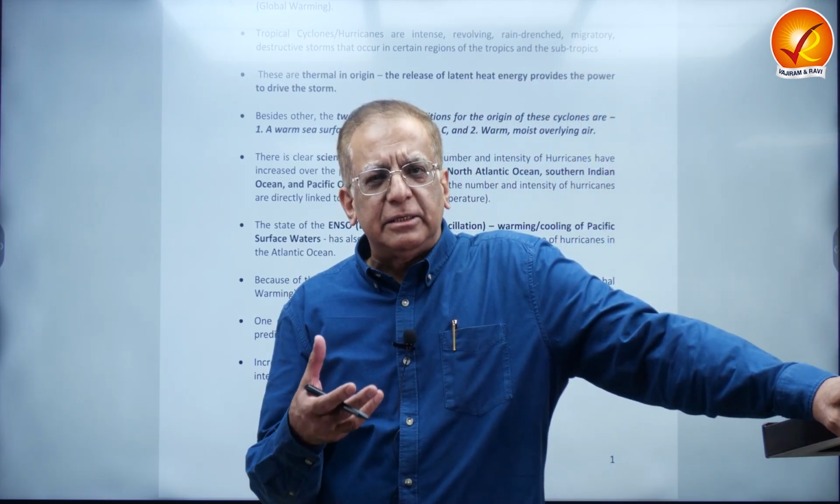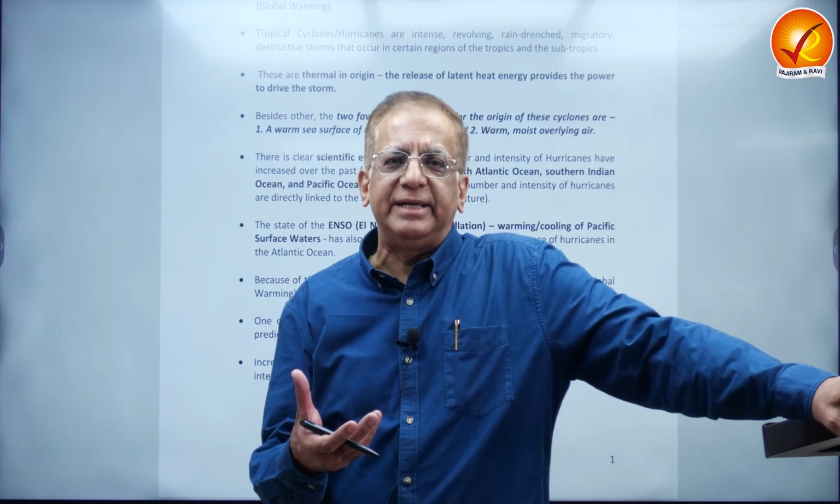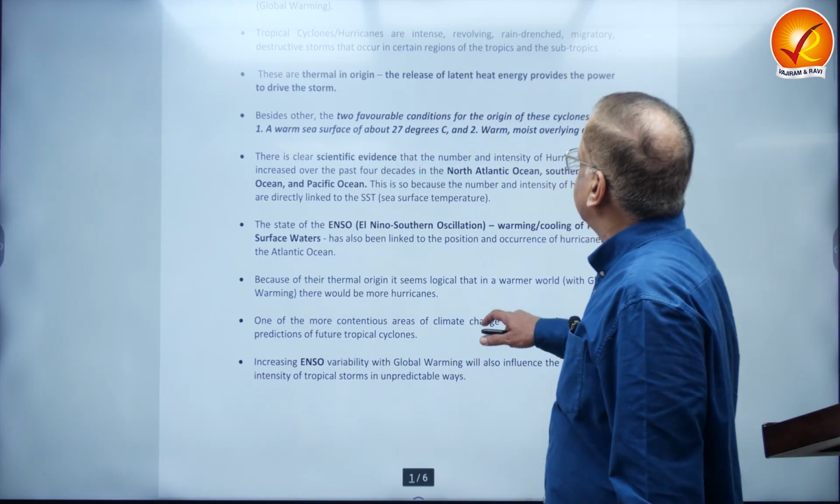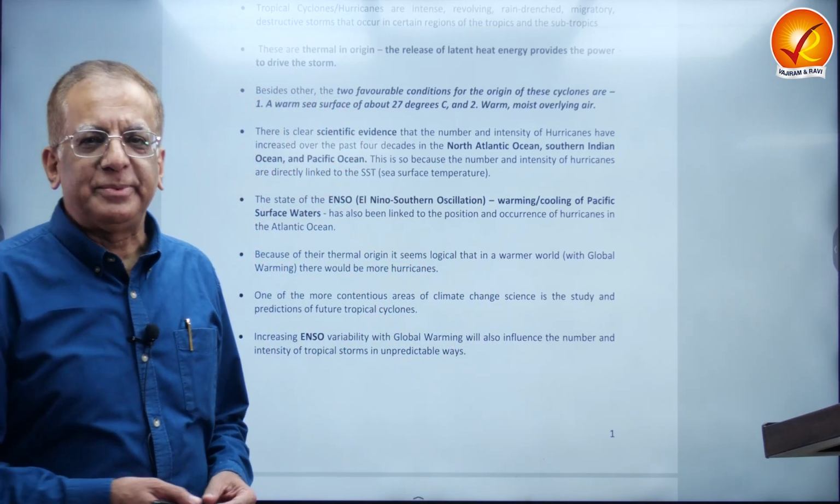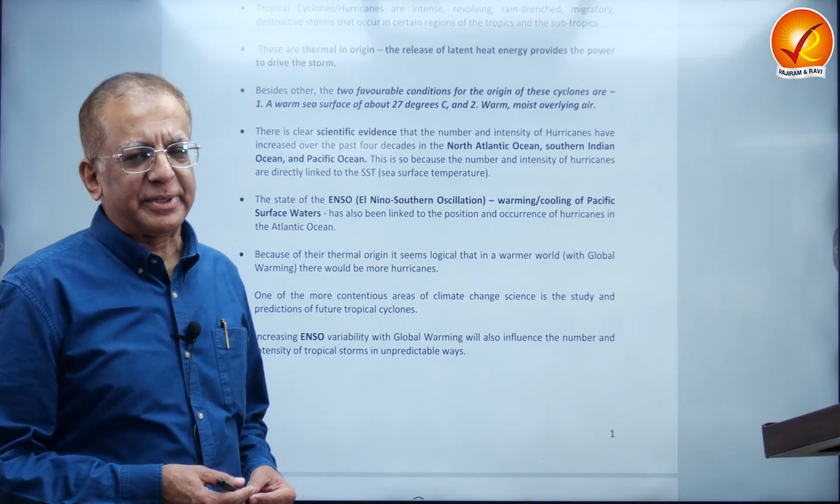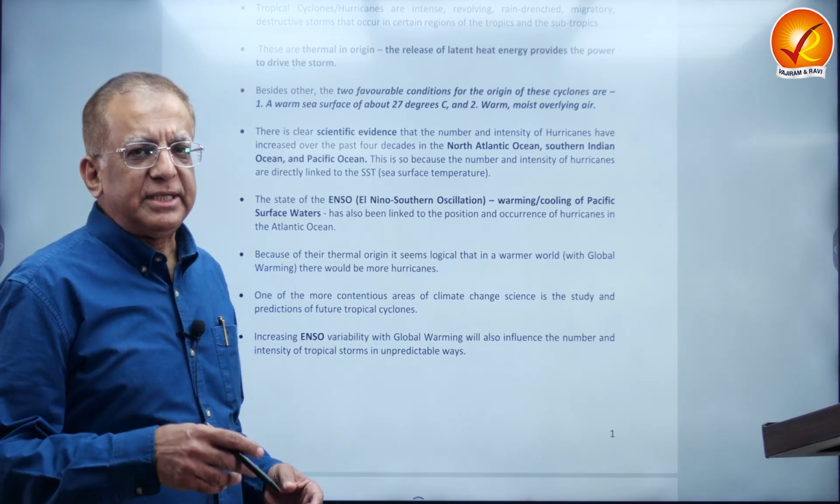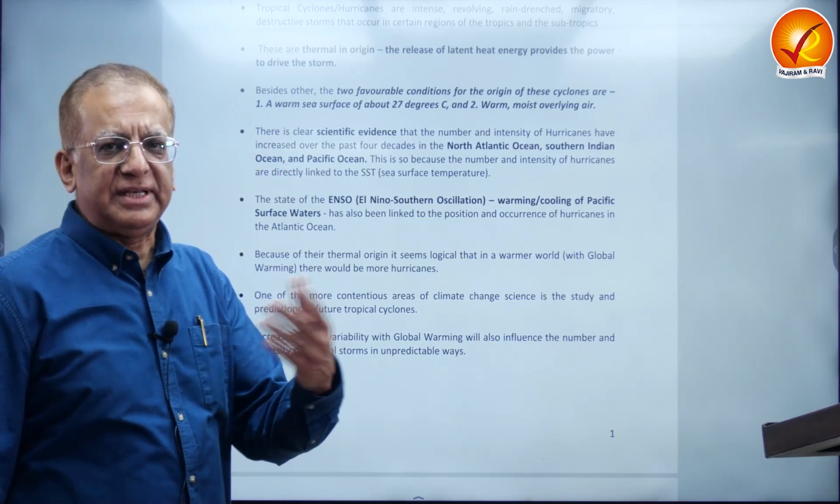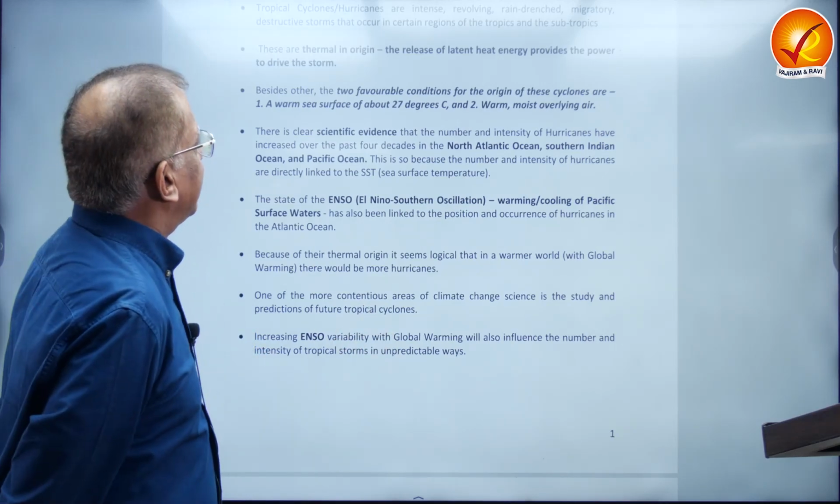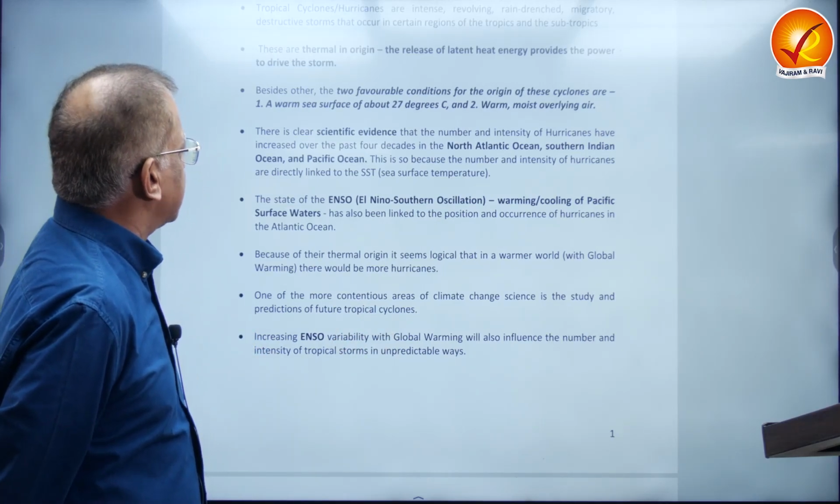And since it needs a lot of energy in the form of latent heat, the times when you have very warm and moist air over the ocean surface, perhaps they would be the best times for the origin of a tropical cyclone. So these are the two favorable conditions out of 5 or 6 which we list otherwise in general, but these are the ones which relate to the question asked.